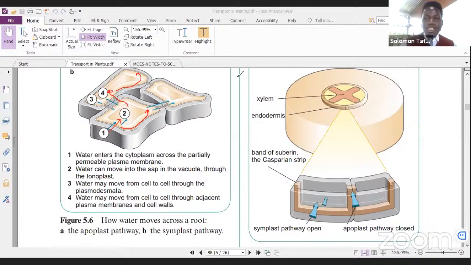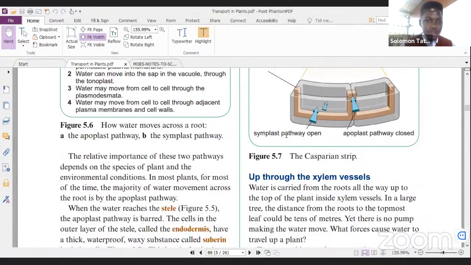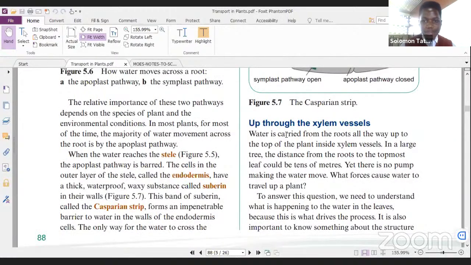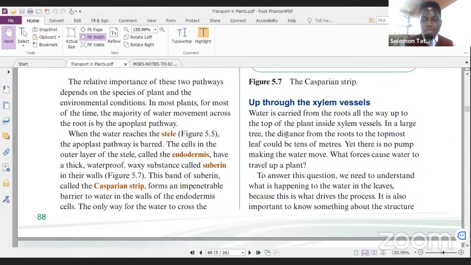Okay. So that's it with these pathways. These pathways are very important for you to understand and differentiate. So please, if you have any other questions about them, let me know. They're very, very important. Okay. All right.